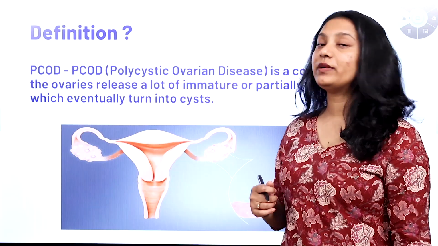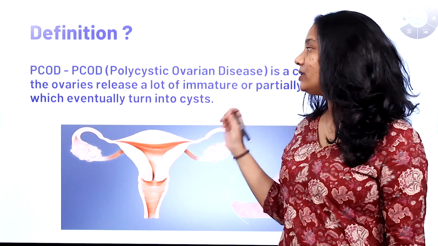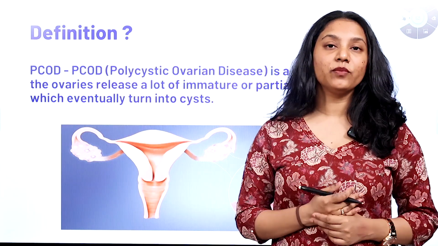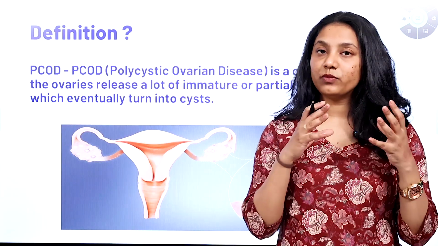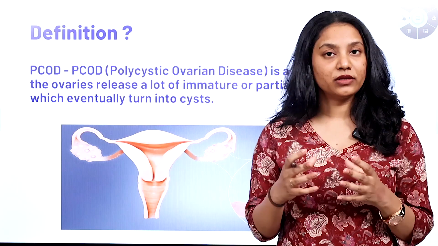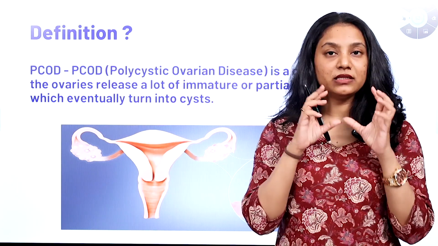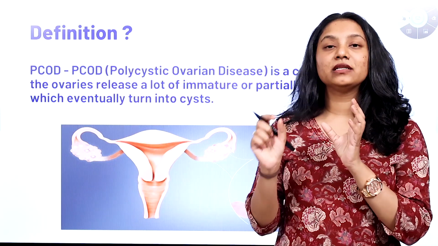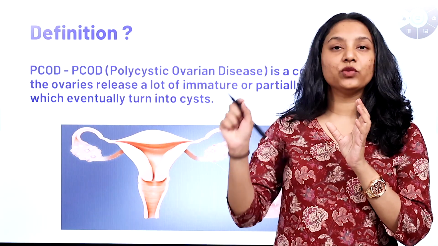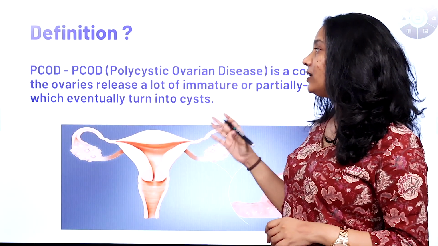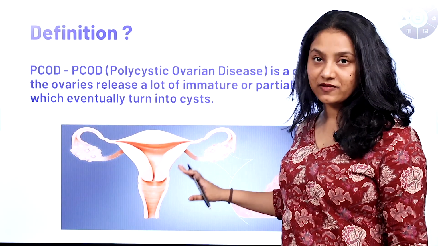What is the definition of PCOD? PCOD refers to polycystic ovarian disease. A disease is something which pertains only to a certain organ. It can be reproductive, it can be liver, it can be heart. It defines itself or limits itself to an organ. So whenever we are speaking about PCOD, we are defining it to the reproductive system.